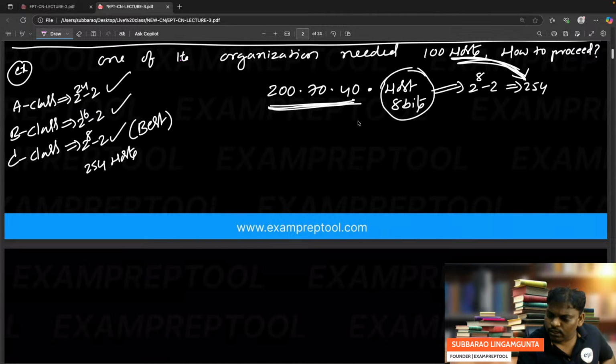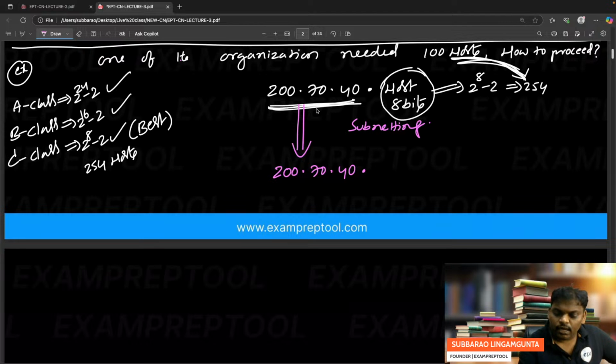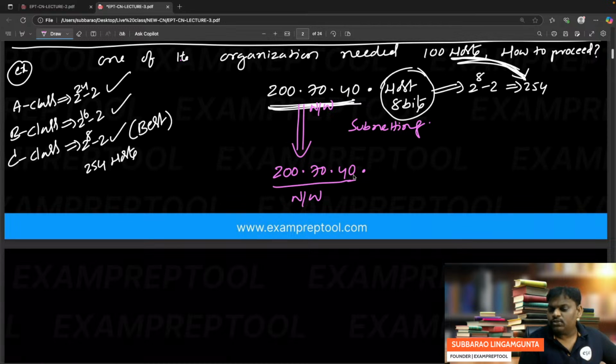Now I am doing subnetting. Careful everyone. Subnetting means dividing the bigger one into smaller one. Network part no change. Subnetting means network area no change. I'm repeating once again. Subnetting means network area no change. Then some people are asking, what about host, sir?